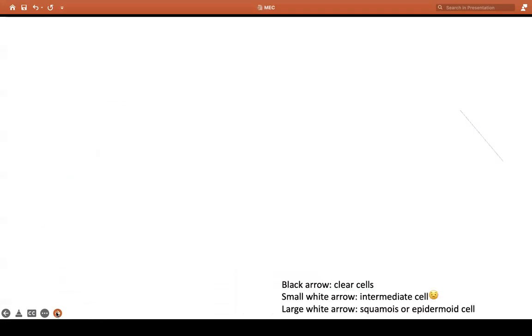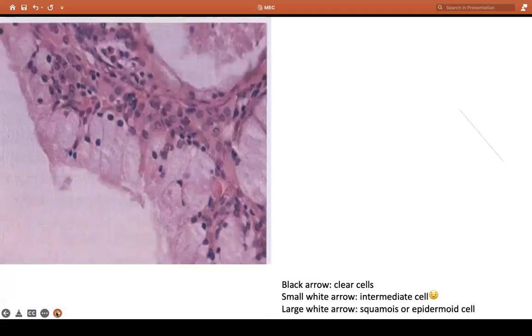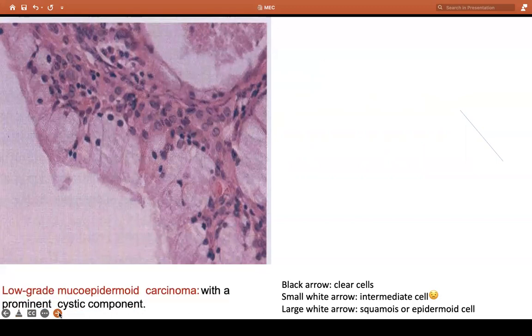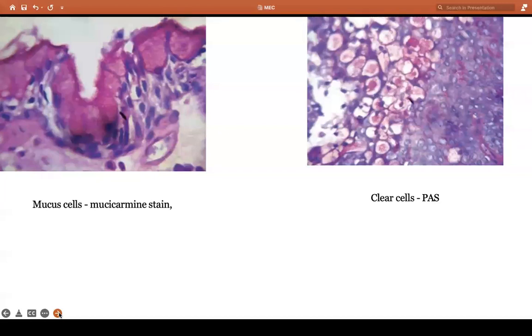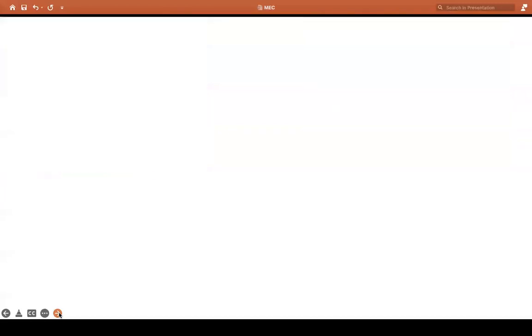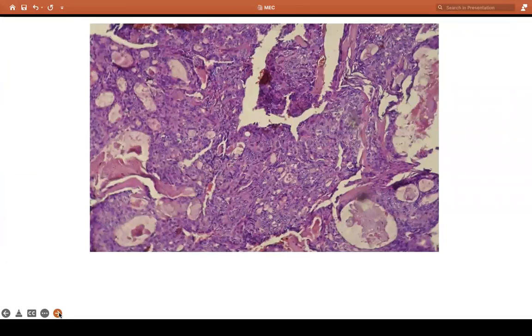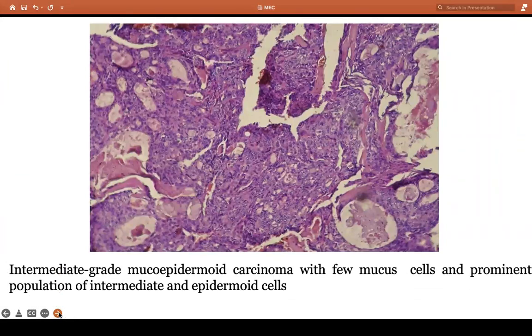Clear cells are larger, polygonal. These are the different pictures. You can see this is the clear cell, these are the squamous cells, these are the intermediate cells. I will give you the presentation. And this is the mucus producing cell, clear cells, intermediate cells, squamous cells, fibrosis. With the mucicarmine stain, you can identify them, especially in high grade tumor. When there are more solid areas, this is intermediate grade.